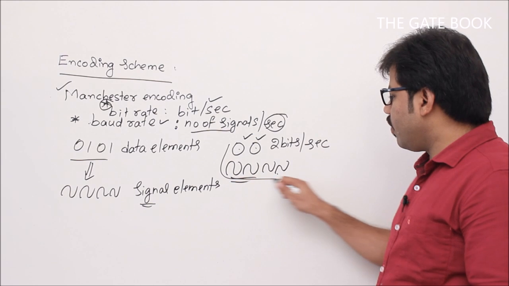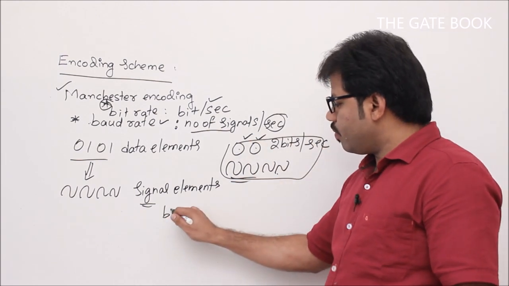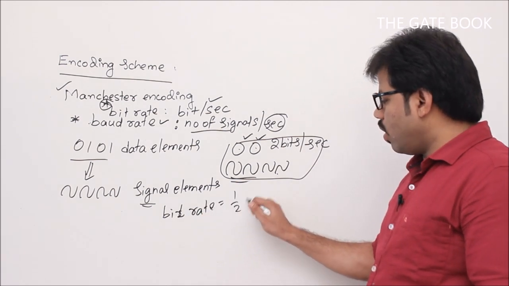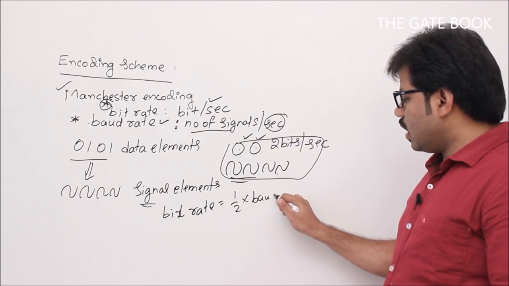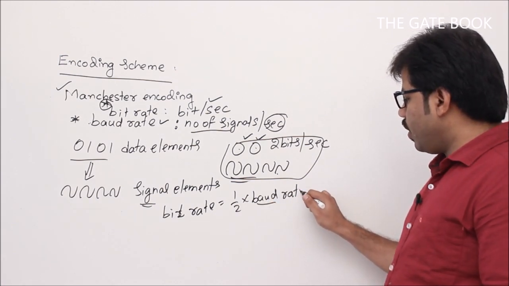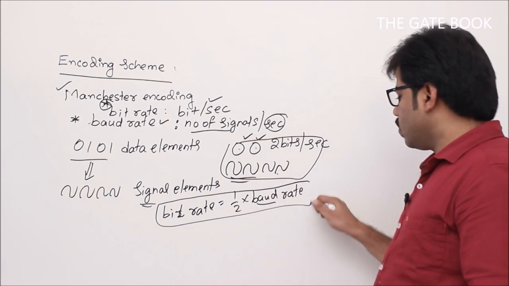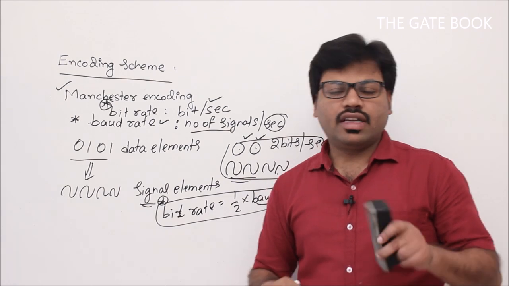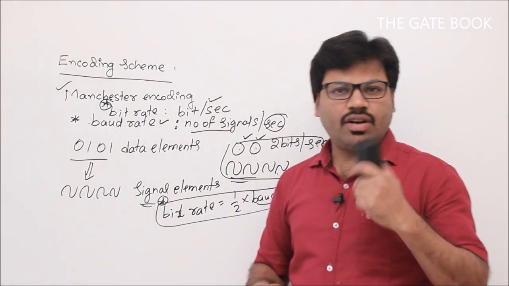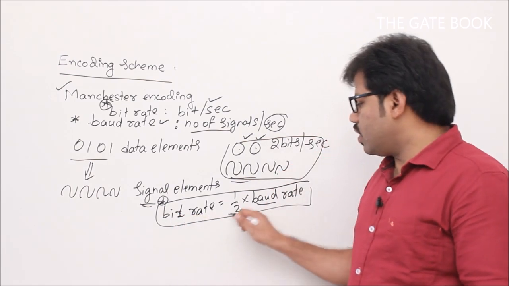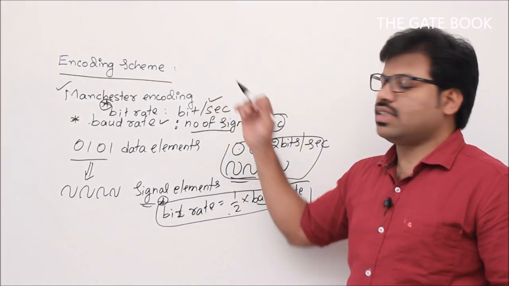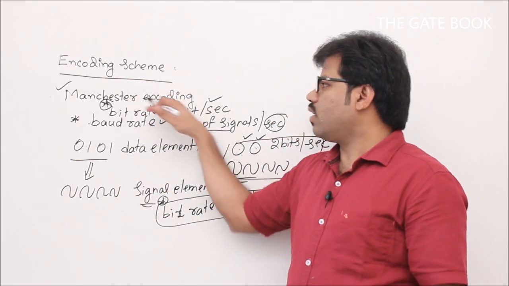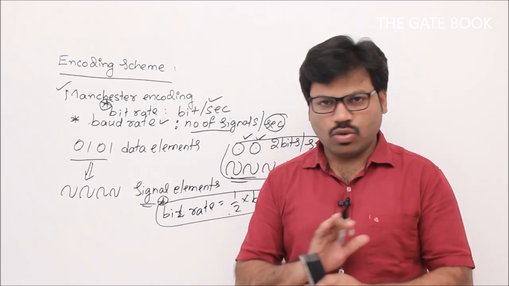Understand? Now the relation between these two: bit rate here is 1 by 2 into baud rate, especially in Manchester encoding. Otherwise, baud rate equals 2 into bit rate. That is the relation between bit rate and baud rate, especially in Manchester encoding. But it is not true in everything. So don't blindly apply this formula wherever baud rate is given. It is only for Manchester encoding. Ethernet uses this physical scheme, Manchester encoding. If you remember that, it is more than sufficient.